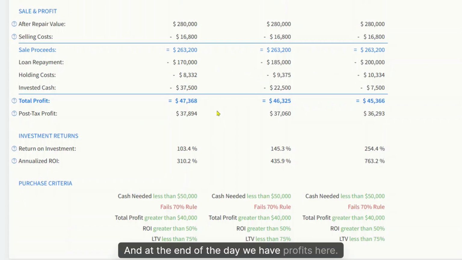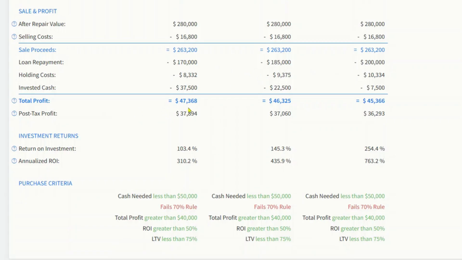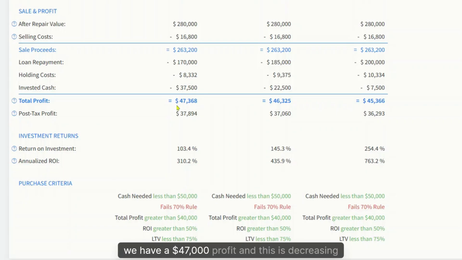And at the end of the day, we have profits here. Let's focus on the total pre-tax profit here. In the 20% down case, we have a $47,000 profit, and this is decreasing from $46,000 down to $45,000. So this is going to be reflected in the returns as well.